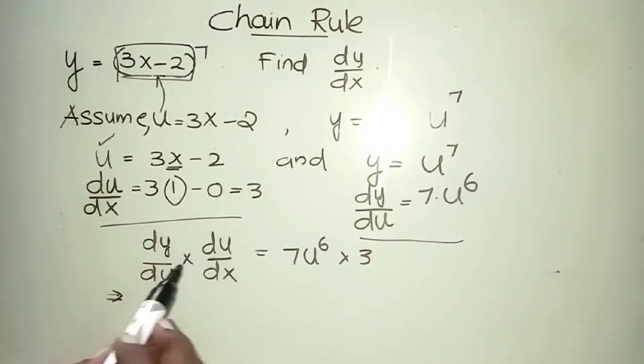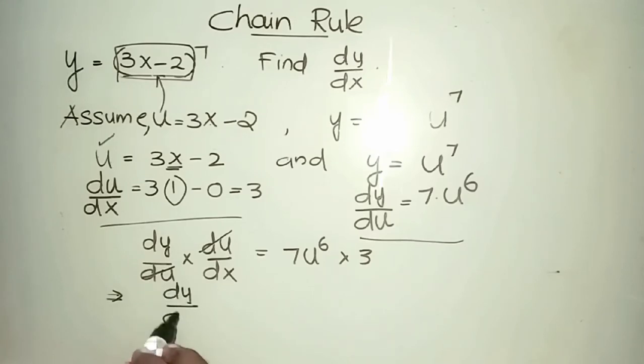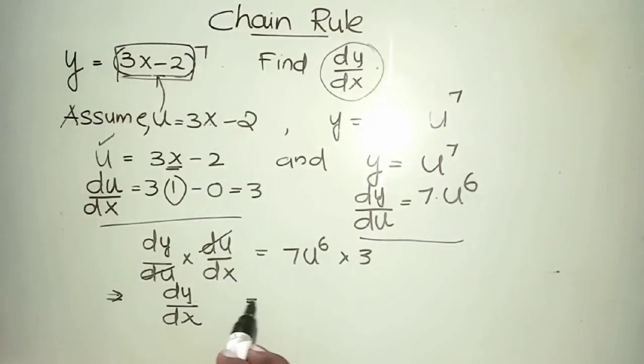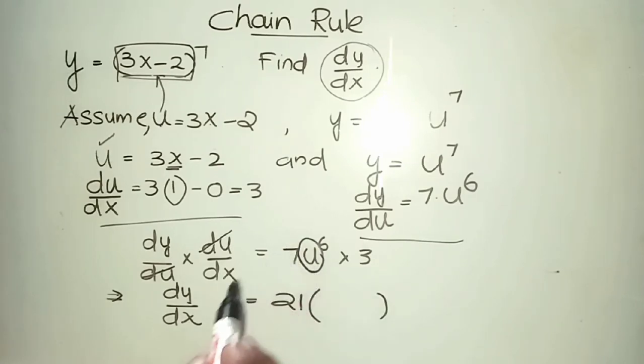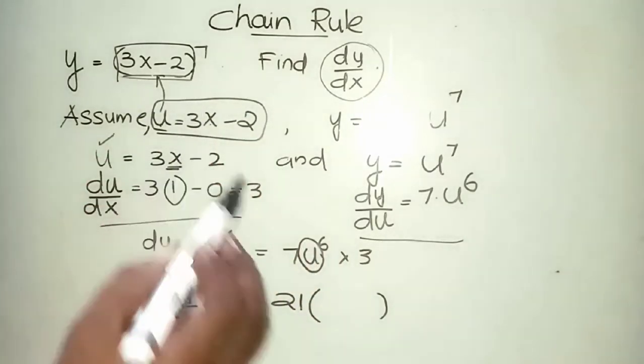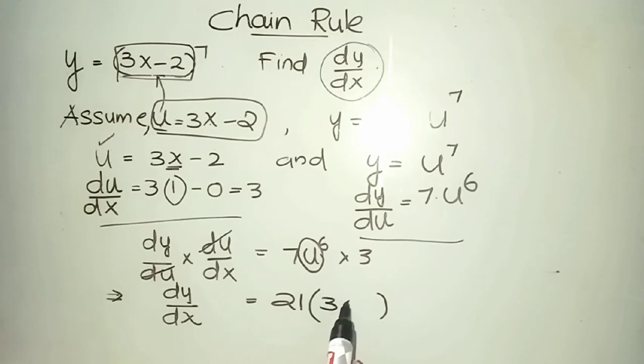The numerator du and the denominator du get cancelled. So what will be the final answer? dy by dx, that's the question, is equal to 7 times 3, which is 21, into u. Replace the value of u. You assumed u as 3x minus 2. So this u can be replaced as (3x minus 2) the whole raised to 6.